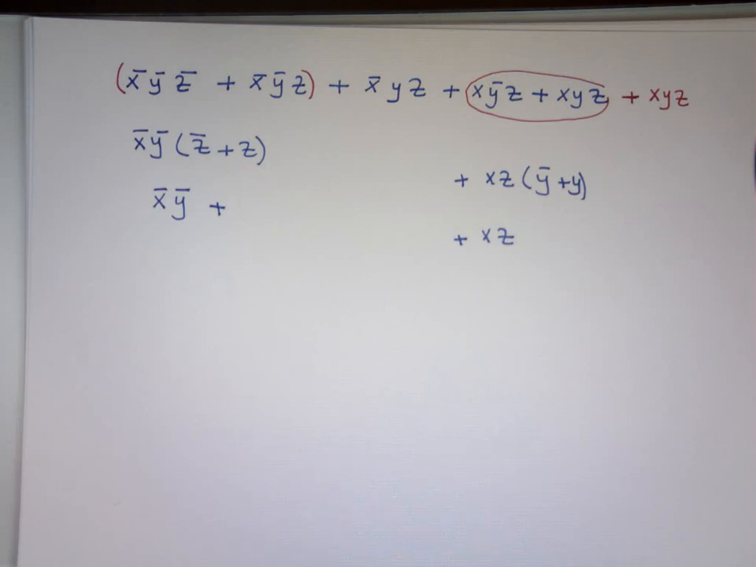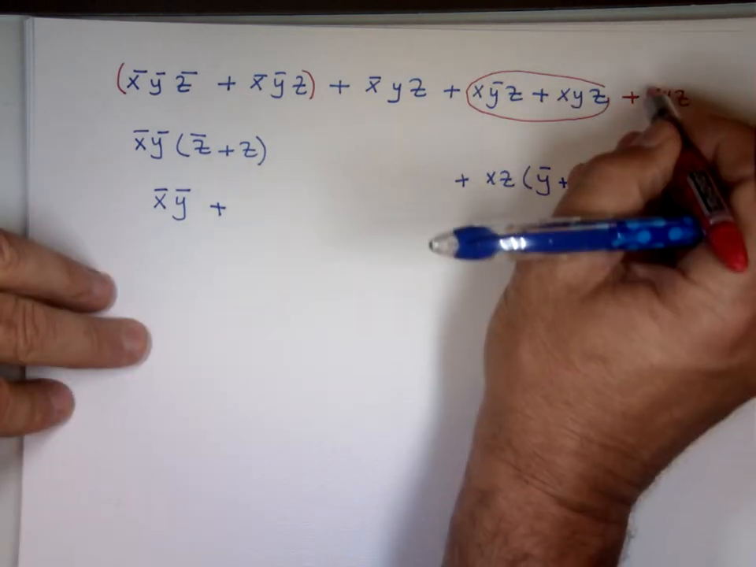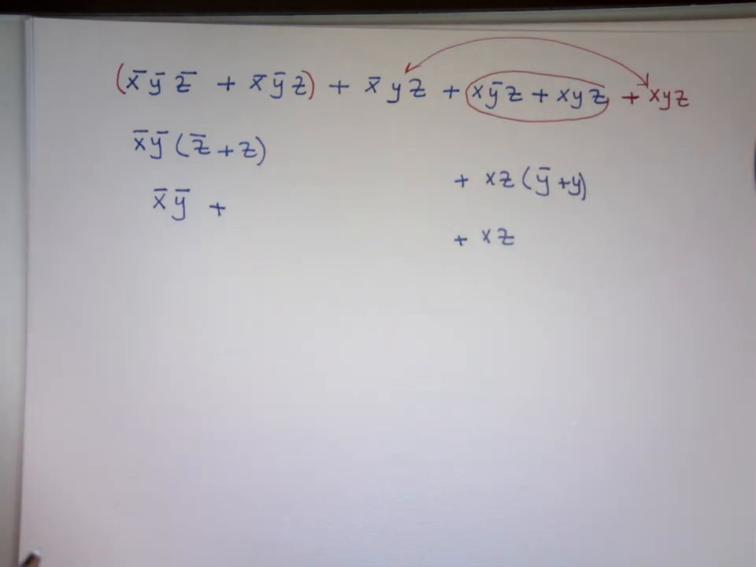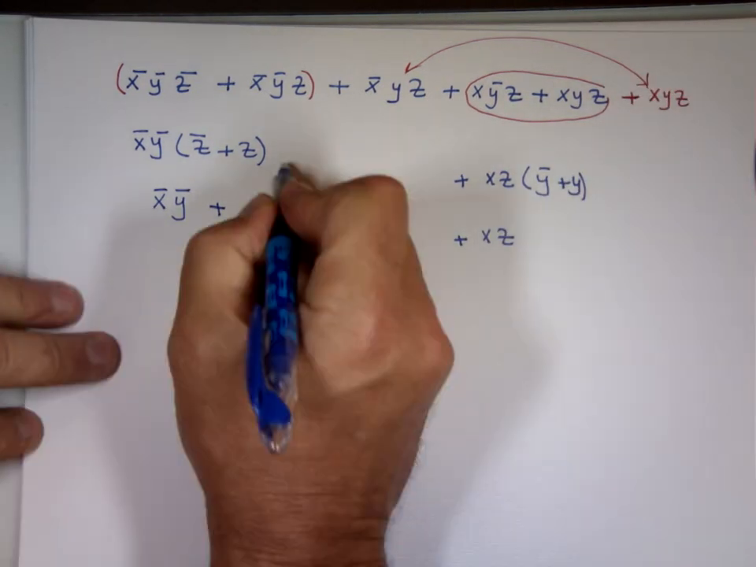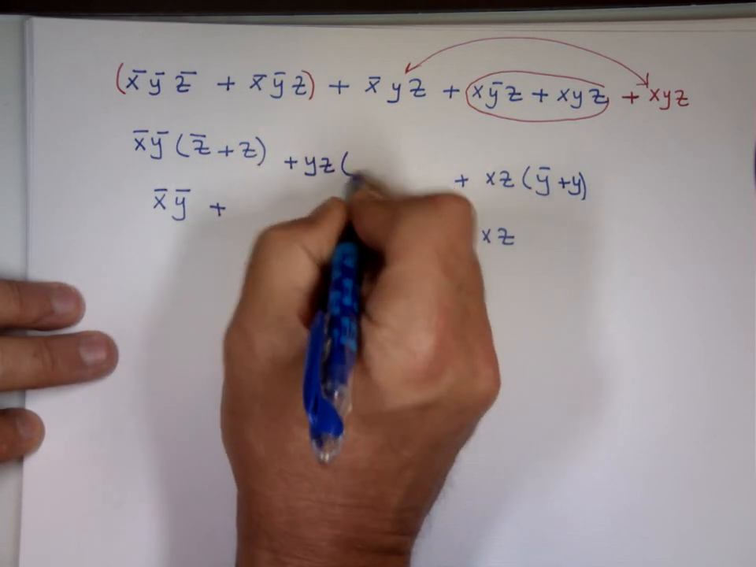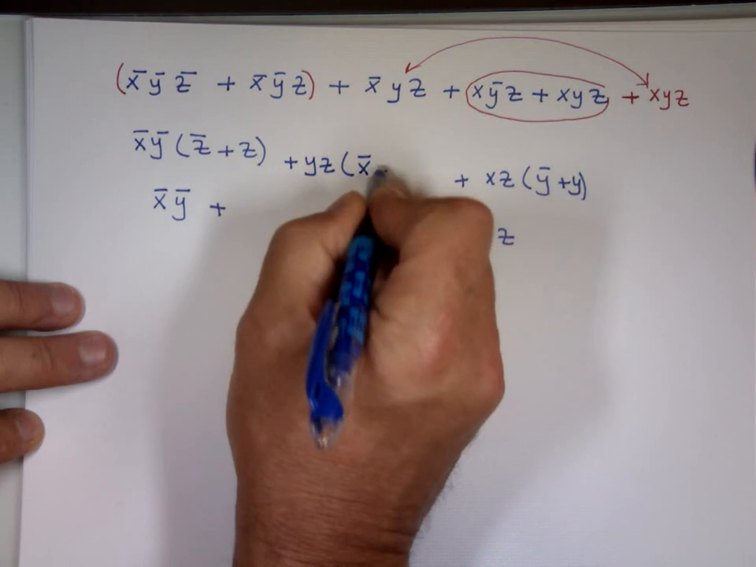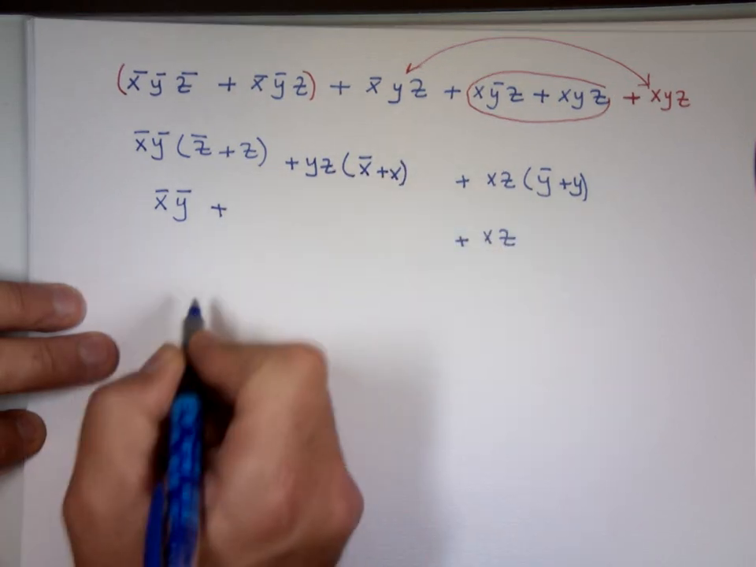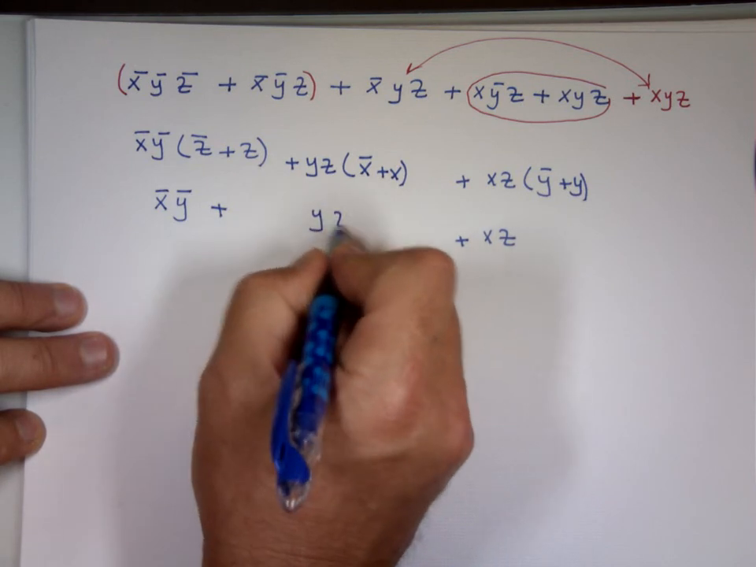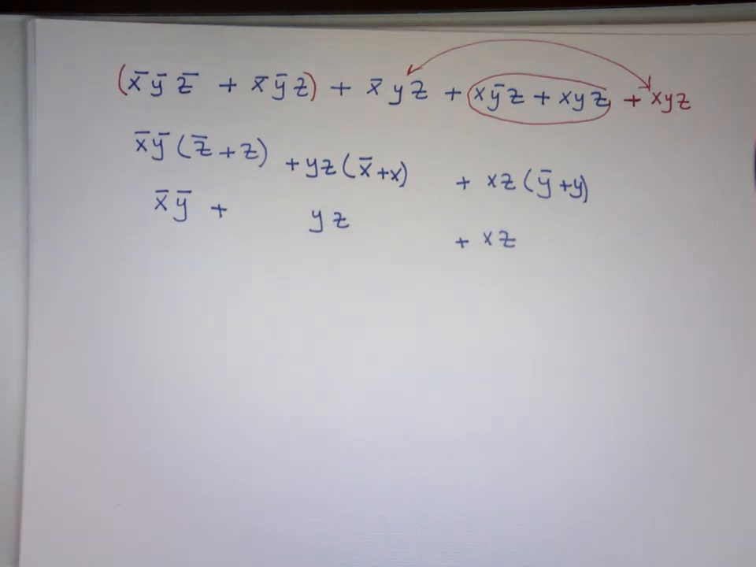Why? Because now look at this and look at this. You can factor out what? YZ. If you take YZ, what's left? X bar plus X. What's X bar plus X? 1. And that's as far as I can go with it.